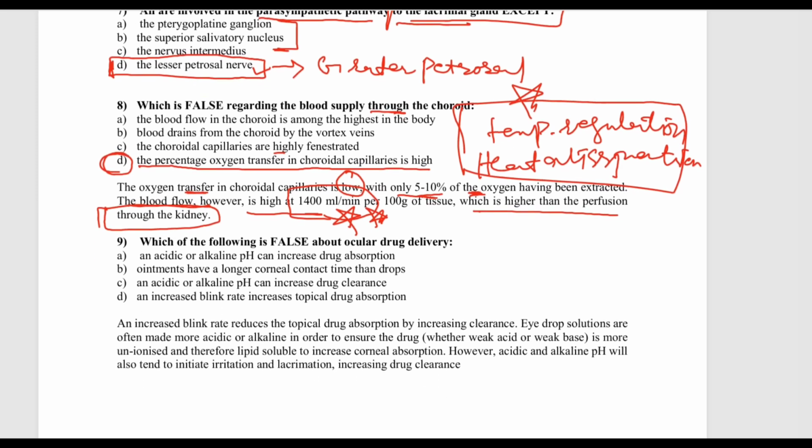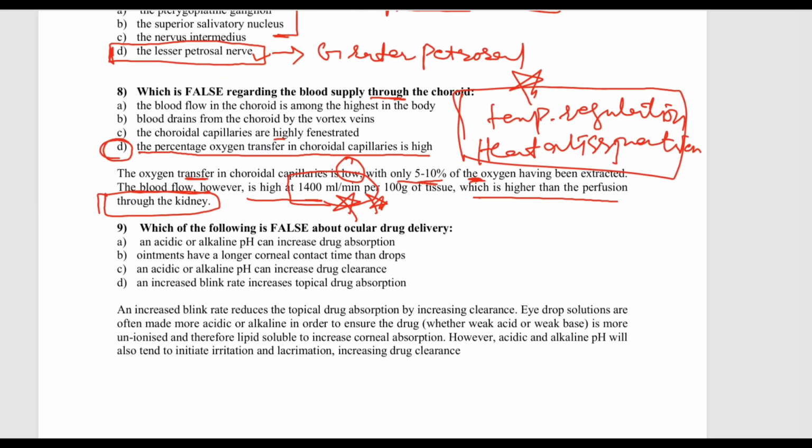The next question is which of the following is false about ocular drug delivery? The options are: an acidic or alkaline pH can increase the drug absorption; ointments have a longer corneal contact time than drops; an acidic or alkaline pH can increase the drug clearance; an increased blink rate increases the topical drug absorption.